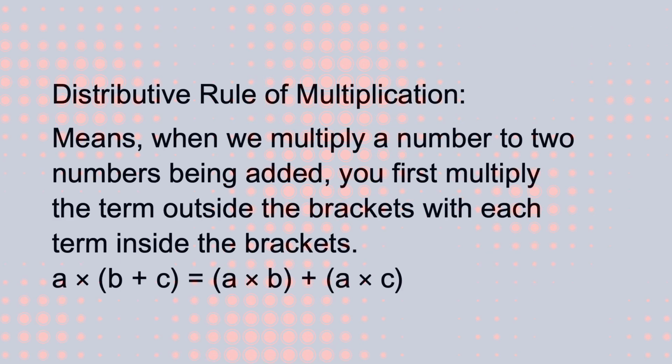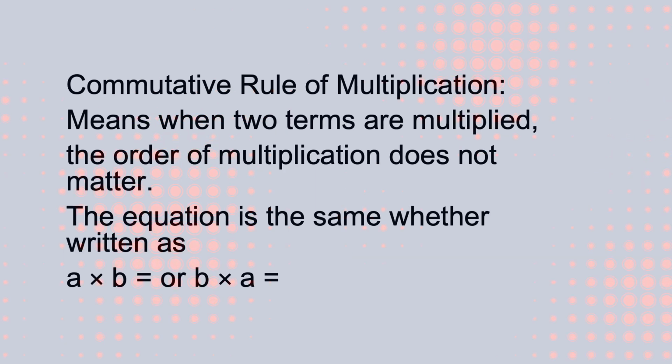Distributive rule of multiplication means when we multiply a number to two numbers being added, we first multiply the term outside the brackets with each term inside the brackets. A times b plus c equals a times b plus a times c. Commutative rule of multiplication means when two terms are multiplied, the order of multiplication does not matter. The equation is the same whether written as a times b or b times a.